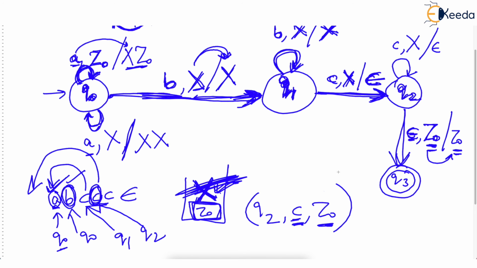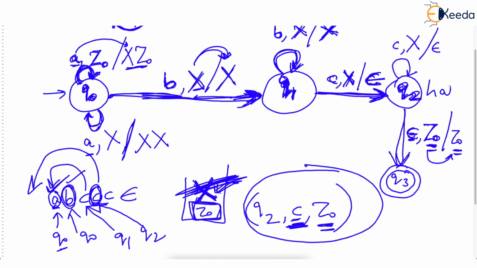Watch, dear students, are you having any such triplet? Are you having Q2 reading C, top is Z0? No. Please try to understand. Machine will halt in Q2. Correct? This is non-final state. Hence, rejected.